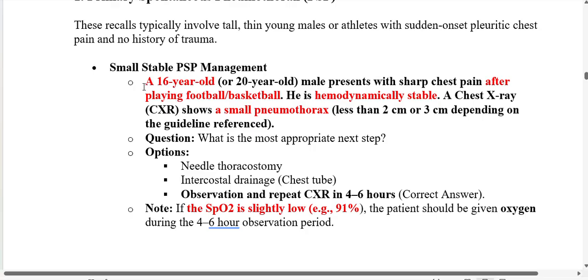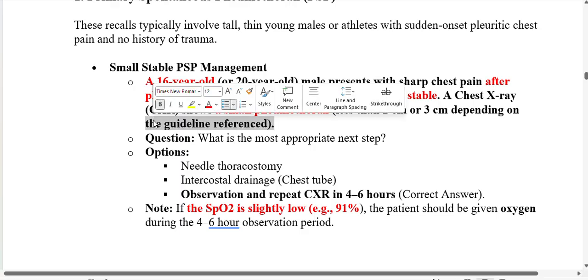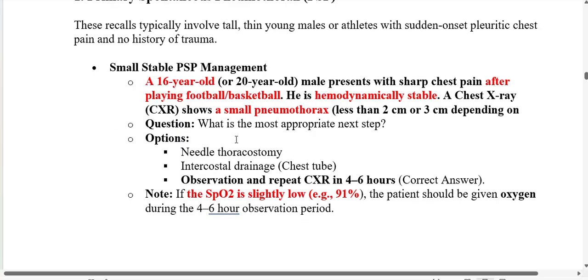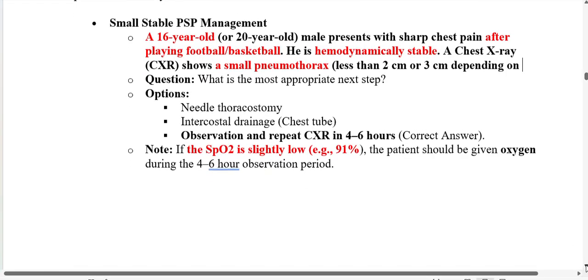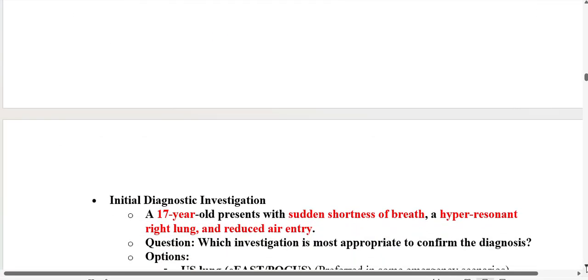Okay, let's solve the questions on that simple basic concept. A 16-year-old male patient presents with sharp chest pain after playing volleyball and football. He is hemodynamically stable. A chest X-ray shows a small pneumothorax, less than 2 cm, or 3 cm depending on the guideline referred. What is the appropriate next step? Observe and repeat the X-ray in 4 to 6 hours. If the saturation is slightly low, around 90%, the patient should be given oxygen during the 4 to 6 hour observation period. Got it?